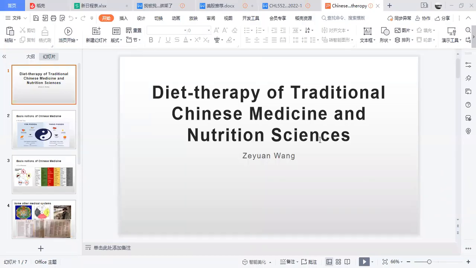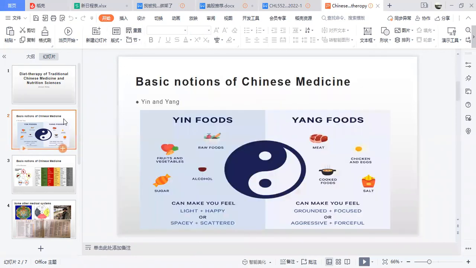Hello everyone. I want to introduce some basic ideas of traditional Chinese dietary therapy and also to compare it with Western nutritional sciences. So first of all is some basic notion of Chinese medicine. The most important basic notion is yin and yang. Yin and yang means two things that are opposite. And this is actually the basis of traditional Chinese medicine.